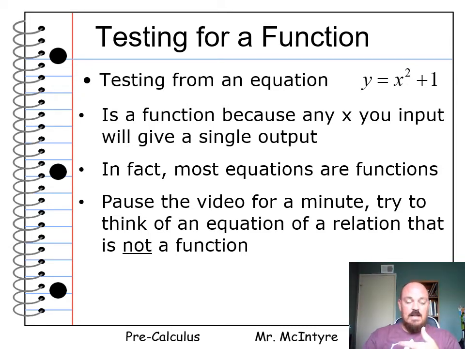If I plug in 0 for x, y equals 1. That's never going to change. Every time I plug in 0, I get 1. If I plug in 5 for x, 5 squared is 25, plus 1 is 26, so I get 26. Never changes.